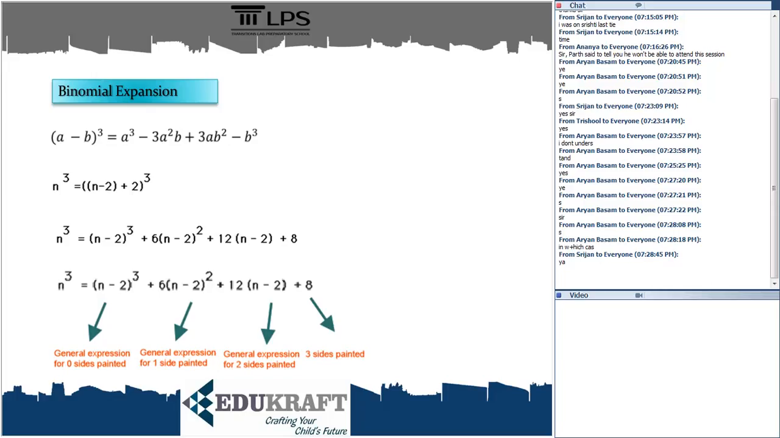So here is one more linkage that I am trying to draw between binomial expansion and what we saw of the painted cubes last week. All the expressions of the cube can be summed together in one expression of a binomial expansion, which is n cube. Only thing is I have just rewritten it in a different way. N cube can be written as n minus 2 plus 2 the whole cube. So there are quite a lot of linkages that I'm trying to draw here.